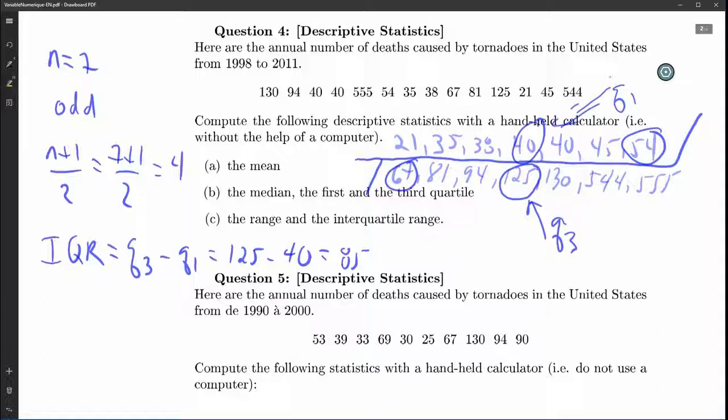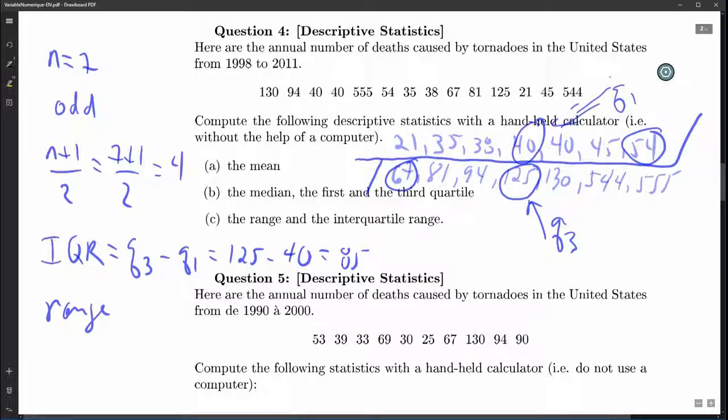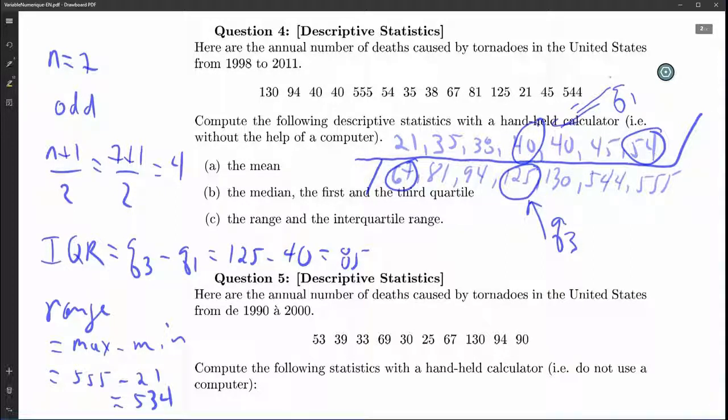We can also describe dispersion by computing a range. This is the length of the interval where all of our values lie. We compare the max with the min. In this case, it's 555 minus 21, and as I do the computation, this gives me 534. So 534 is the length of the interval where all of my values lie. My values lie between 21 and 555. So that's it. This is the computation of a median and the quartiles.